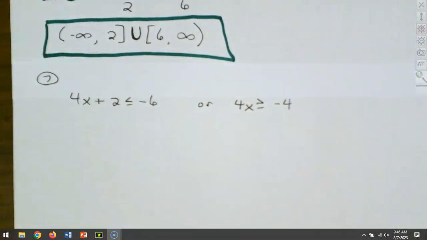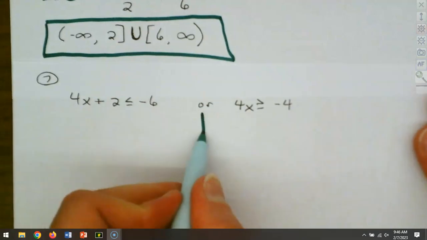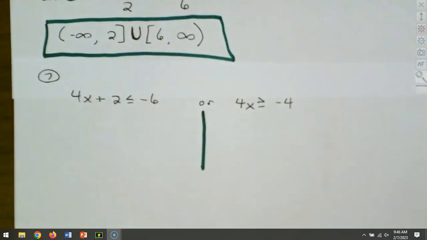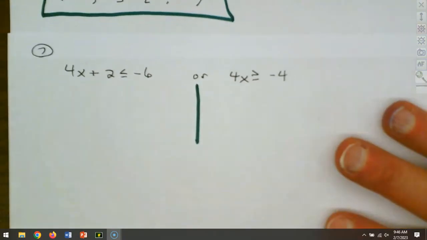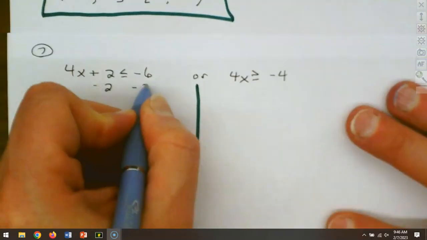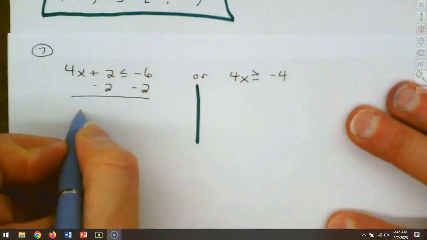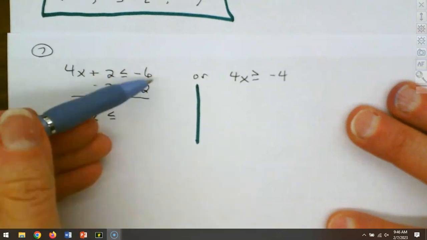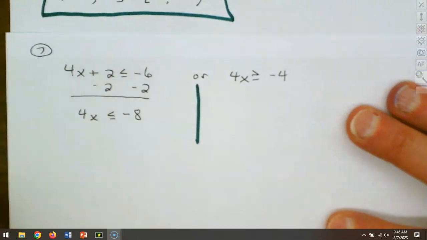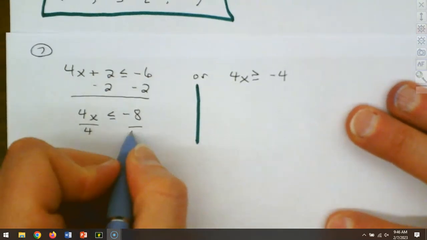So let's see what we have here. So this one is an OR. So again, we're going to split it. Do each one separately. So move that 2 over with subtraction. So now we've got 4x is less than or equal to, that 2 moves over, negative 8. We'll divide by our 4.